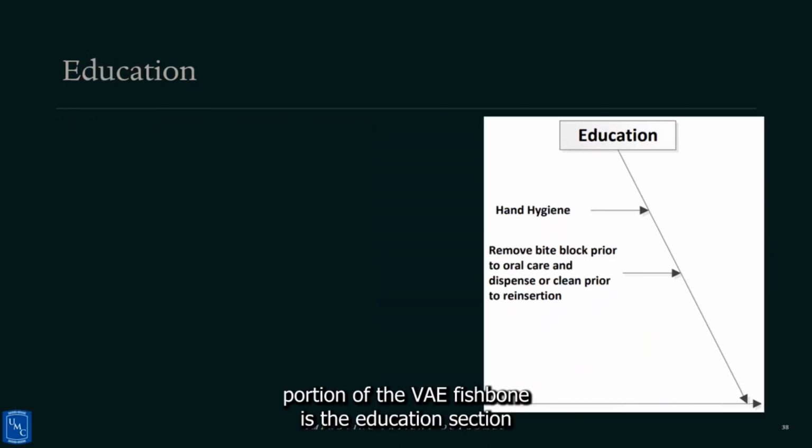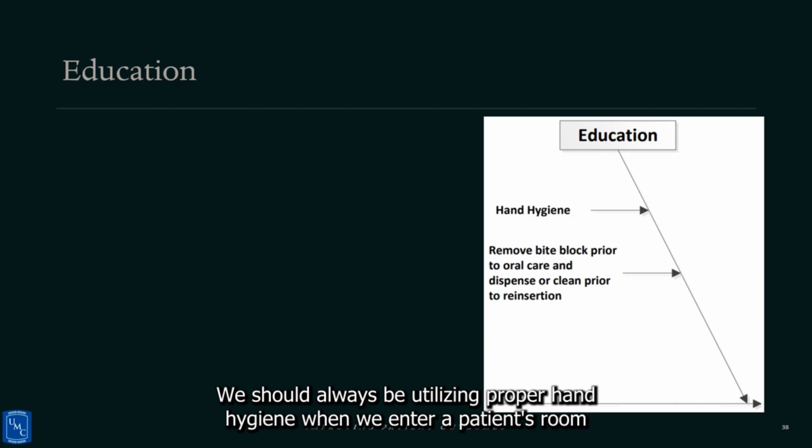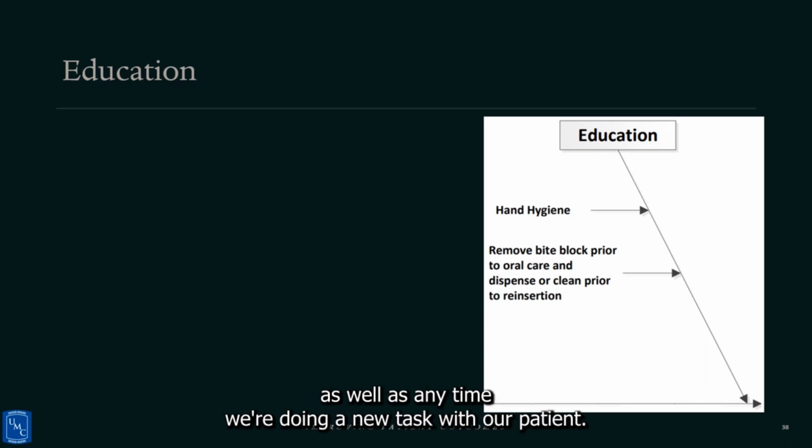The next portion of the VAE fishbone is the education section, and on it is hand hygiene, which is extremely important. We should always be utilizing proper hand hygiene when we enter a patient's room, as well as anytime we're doing a new task with our patient.